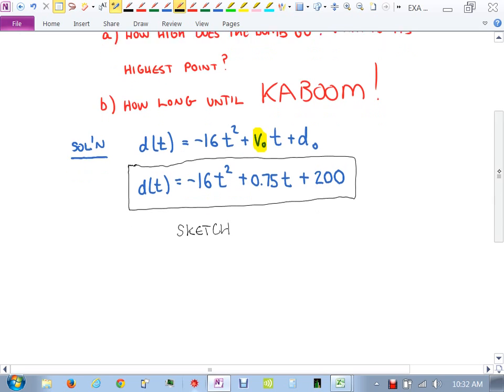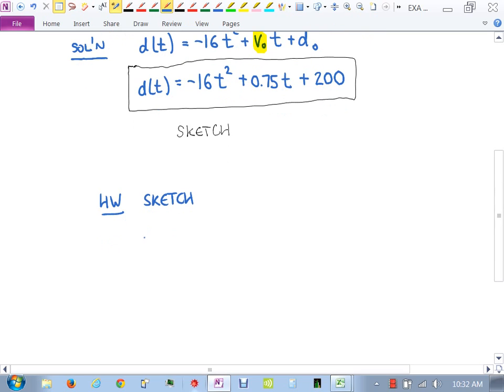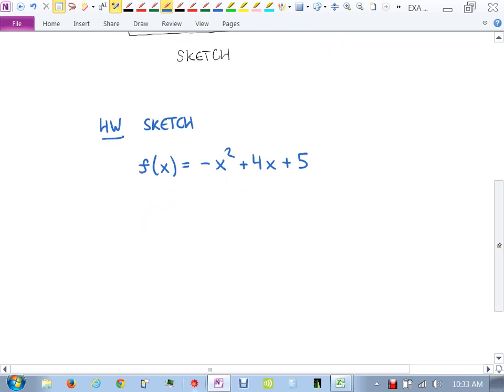Now, in addition to that, as a quiz, separately, you should try these for homework. Sketch the following. F of x equals negative x squared plus 4x plus 5. There's one problem.